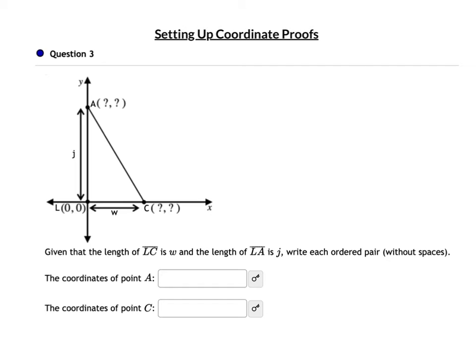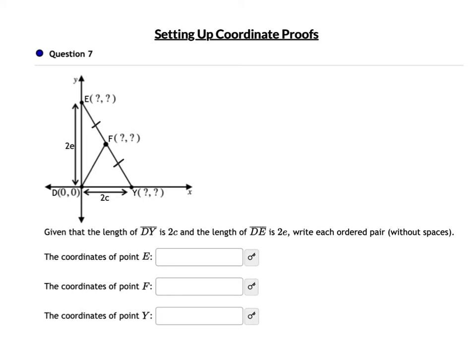This is a right triangle in the coordinate plane. It has one point where the right angle is at the origin. So when we have 2 points to find here, that's point C and A. Point A has an X of 0 because it's on the y-axis. And the distance up to A is J, so 0, J are my coordinates. Point C, the distance to C is W, that's your X, and the distance up is 0, so W, comma, 0.